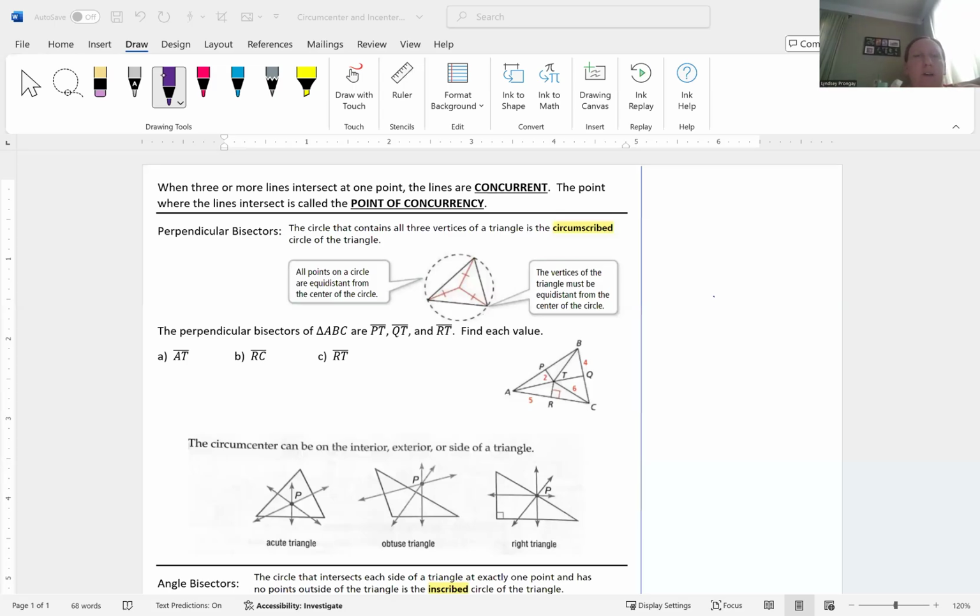Okay, in this video, we are going to focus on two centers of the triangle. I know the last video we talked about all of them, but here we're going to narrow it down a little bit. Before we get into that, though, just to talk about that vocab word concurrency again.